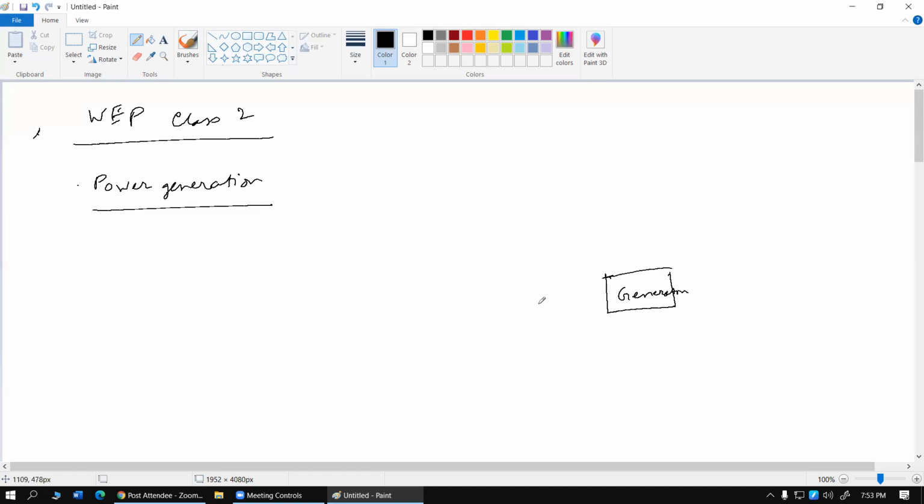So our input form of energy inside the generator will be KE, and our output form will be electrical energy. Once this electrical energy is available to us, we're gonna send it to the national grid, and then from the grid it will be delivered to the consumer.